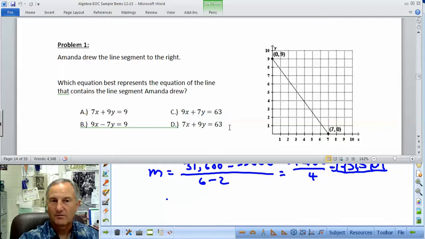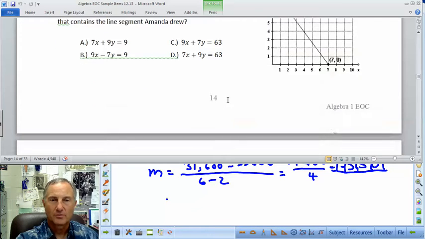And you can take 7, 0. 9 times 7 is 63 plus 0 is 63. So it's C. It works in both. So you really don't have to do much there. Just understand that these points are x and y's in the equation. So just plug one of those points in and see which one works for you.